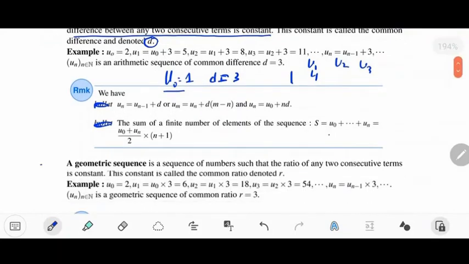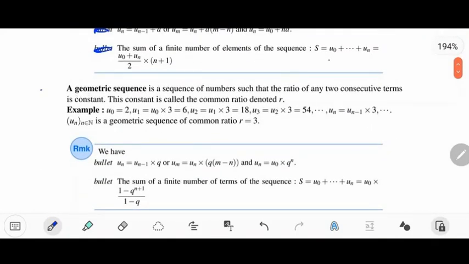Now, if we go to the geometric sequence, it's a sequence where we obtain each term by multiplying the term before by a given constant. So it's a multiplication now by a constant, not an addition. So we have somewhat similar formulas. Each term is equal to the term before times r. It's denoted r, and it's called the common ratio. It's the number by which I multiply each term to obtain the term afterwards.